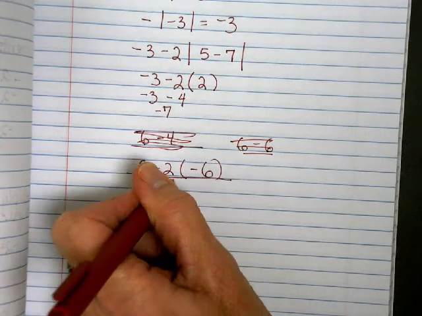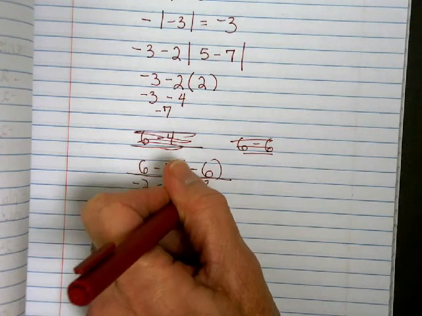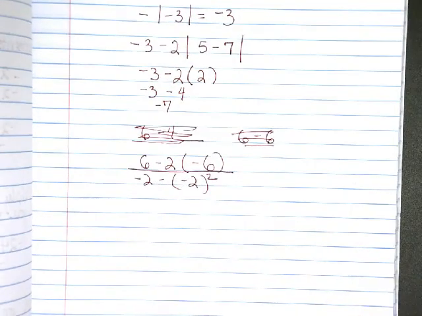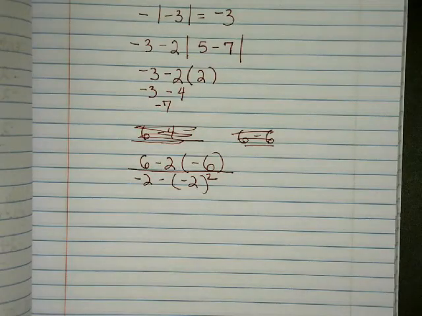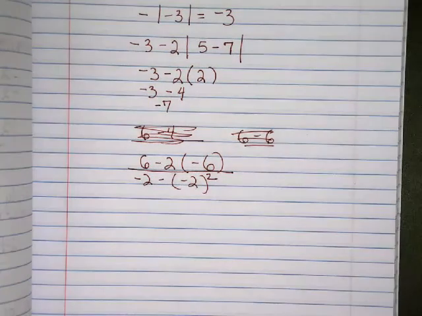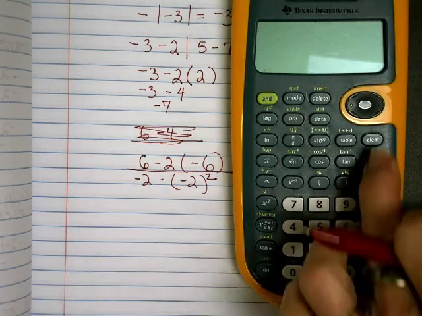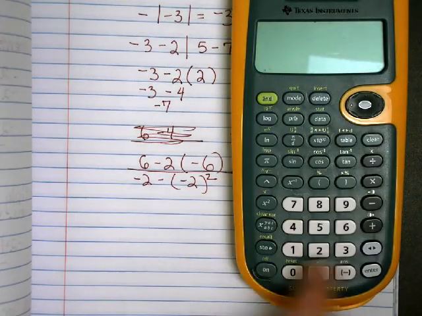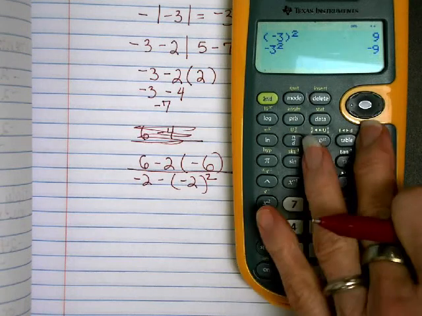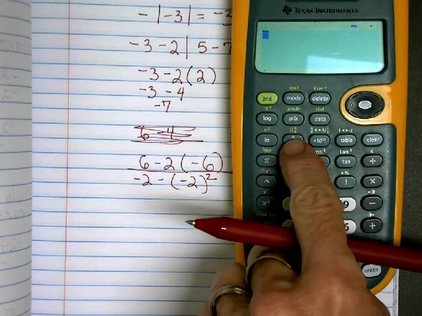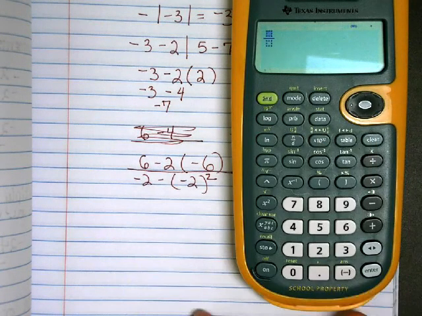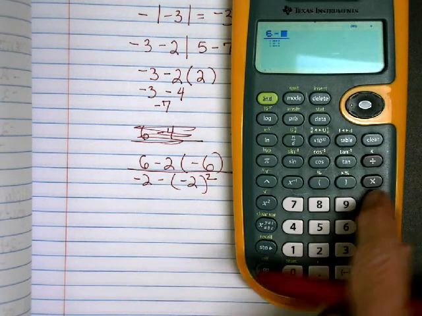6 minus 2 times negative 6, all over negative 2 minus negative 2 squared. Okay, I'm going to show you how to do it on your calculator. There are two ways. You can either do the top, do the bottom, then divide, or in your calculator, you just have to put the parentheses around it. You got to put everything in.